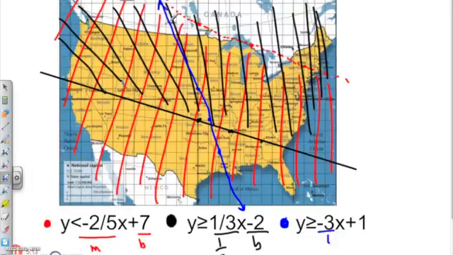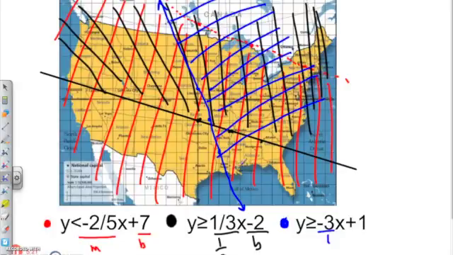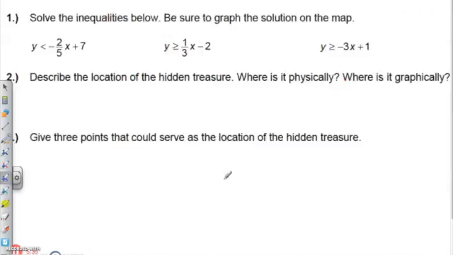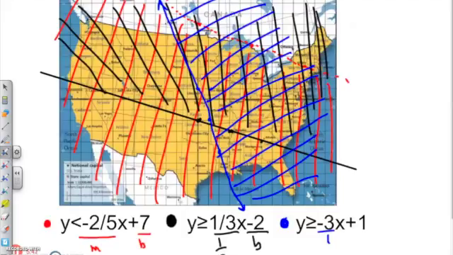And since it's greater than, we are going to shade everything up here. So our solutions, or our buried treasure, is going to be somewhere in this region that is shaded in red, black, and blue. So if we go back to our question, we're asked to describe the location of the hidden treasure. Where is it physically, and where is it graphically? So physically, we're looking at the area that is shaded in all 3 colors.